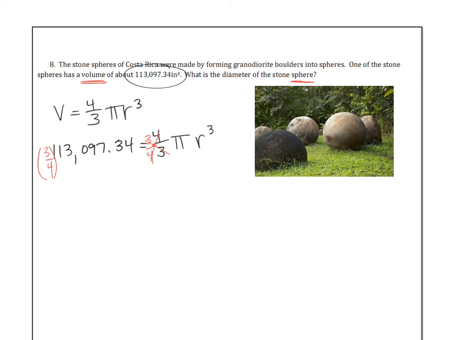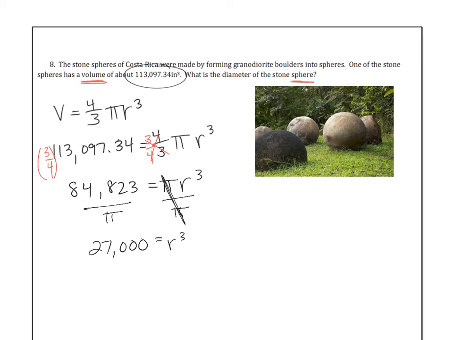On the right side, the 3's and 4's will cancel if you multiply by the reciprocal. And on the left side, you're going to get approximately 84,823. So 84,823 equals pi r cubed. Your next step would be to divide by pi. These will cancel, and so you'll have r cubed on the right, and you'll have approximately 27,000 on the left.